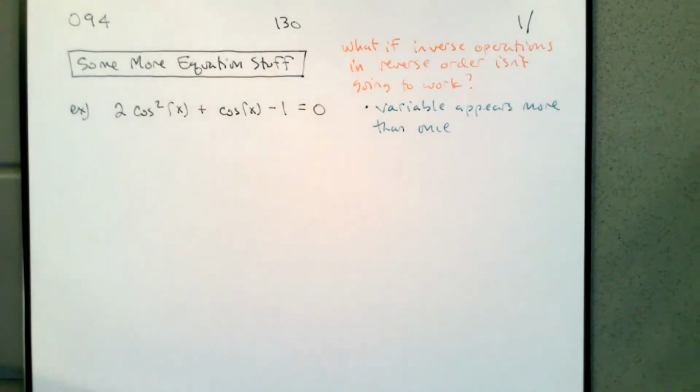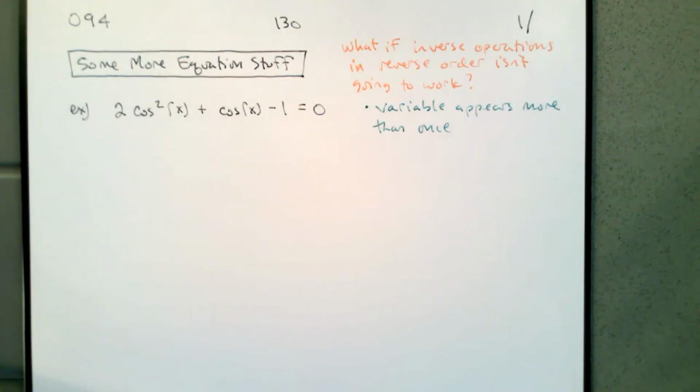So let's take a look at this equation. We've got 2 cosine squared x plus cosine x minus 1 equals 0. This is an equation that comes up all the time, like twice a year for me. I don't know if it comes up twice a year for everybody else, but it comes up twice a year for me. And I choose to believe that this must be happening all the time if it's happening to me so often.